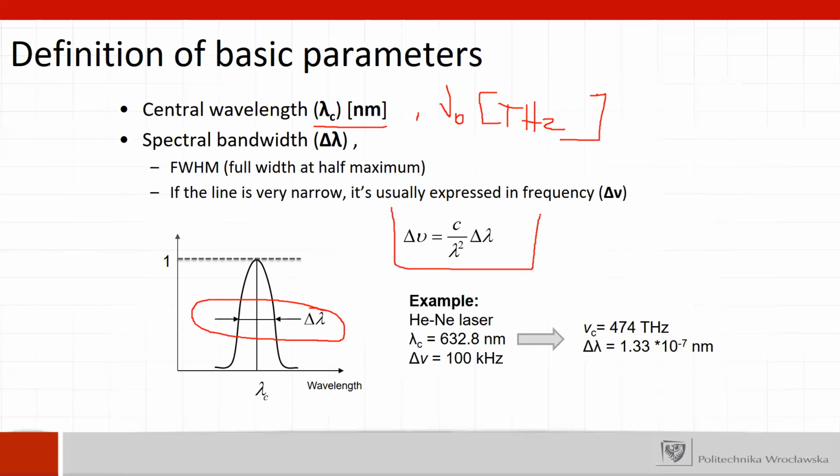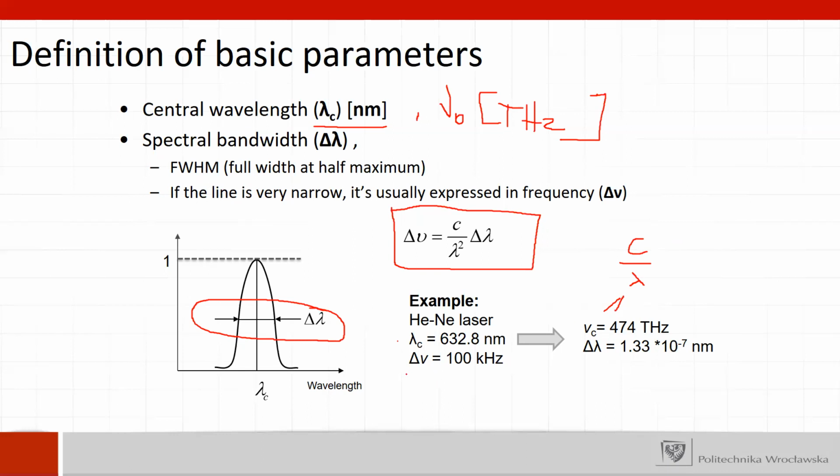Using this formula, we can switch between wavelength and the frequency, and it's good to be able to recalculate between these two units. So as an example, if we have a helium neon laser that emits light at the wavelength of 632.8 nanometers, this corresponds to a frequency of 474 terahertz. Okay, so this is c over lambda. This will be 474 terahertz.